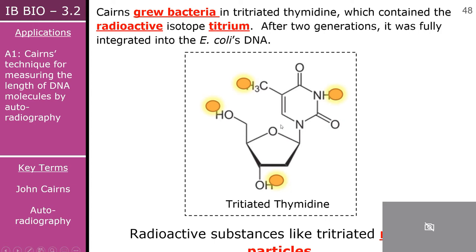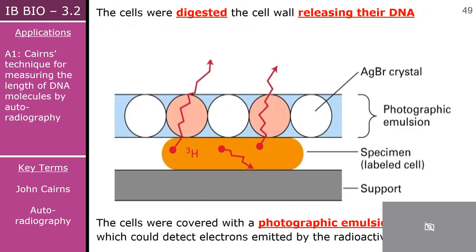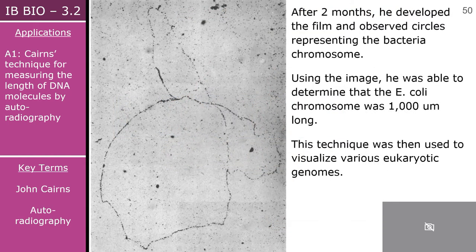And if you know anything about radiation, they emit particles. Radioactive substances are going to release those radioactive particles. So he grows the bacteria with that radio-labeled hydrogen, which ends up in your thymines, and he digests the cell and releases the DNA. He laid on top of that a photographic film. And when the radioisotopes were being released from the DNA, they were hitting that film where there was DNA. From that, he was able, after 2 months, to observe what a bacterial chromosome looks like.